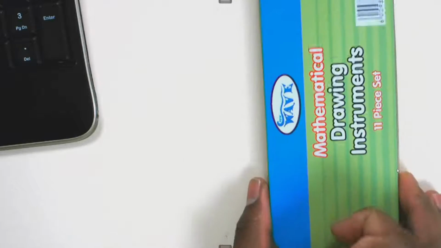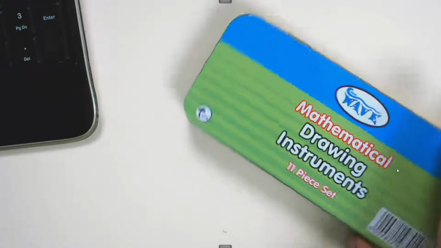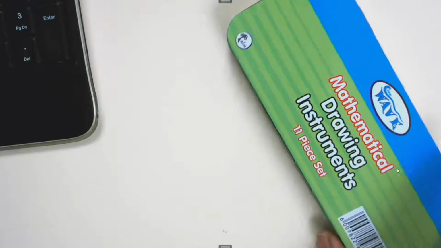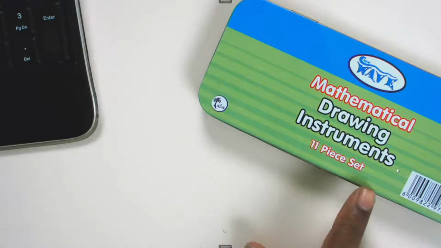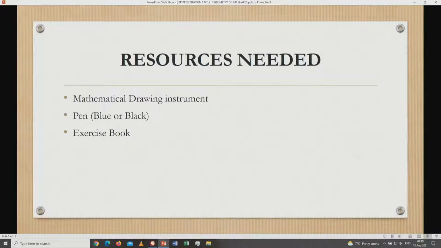This is what I'm talking about. So we need to have this mathematical set. It may not be like this one of mine, but it should be a mathematical set. It has got 11 pieces inside. So we need to have it. We need to have our pens ready. Obviously, guys, pencils and ruler and erasers together with a sharpener are already inside the mathematical instrument.